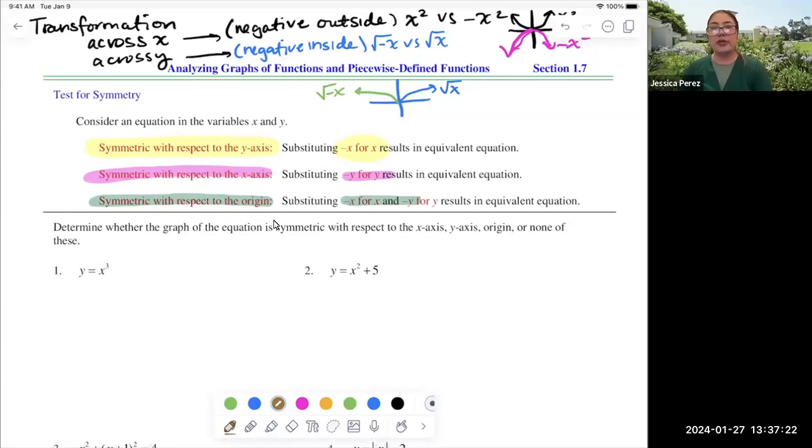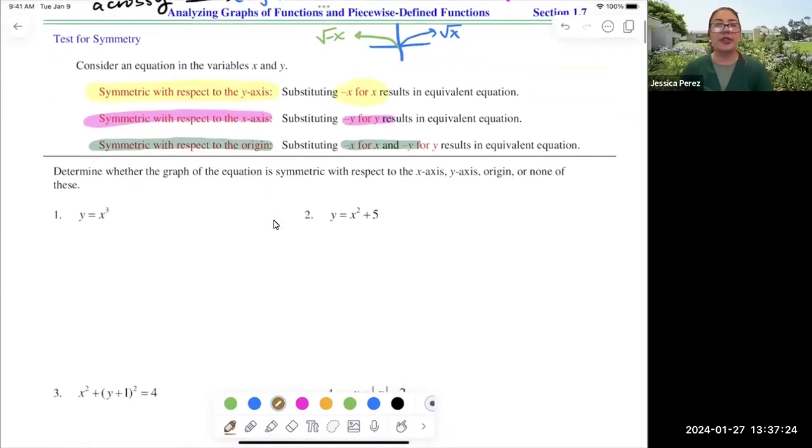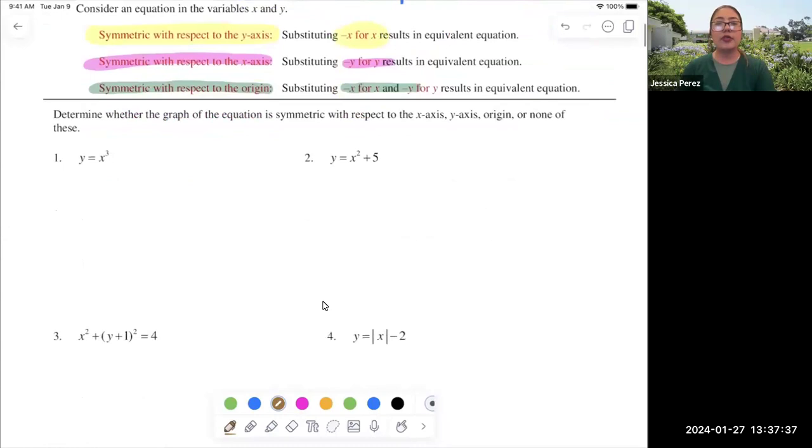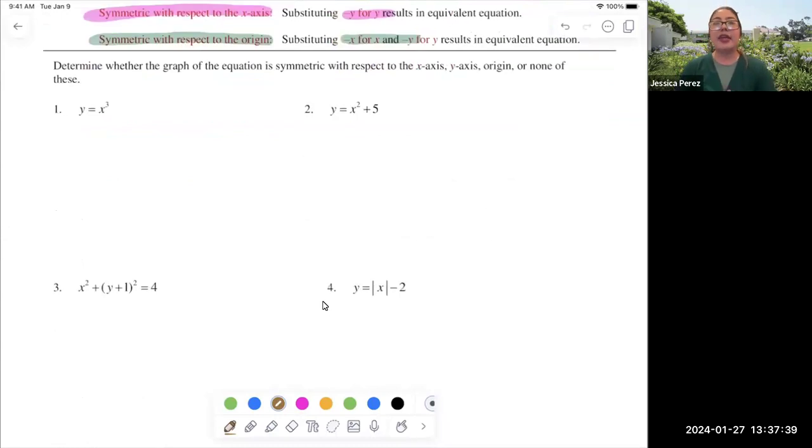So what we're going to be doing is looking at different types of functions. Determine whether the graph of the equation is symmetric with respect to the x, y, origin, or none of these. Questions 1 through 4 are different types of equations that we're going to start substituting. So what we want to do is actually test them all.